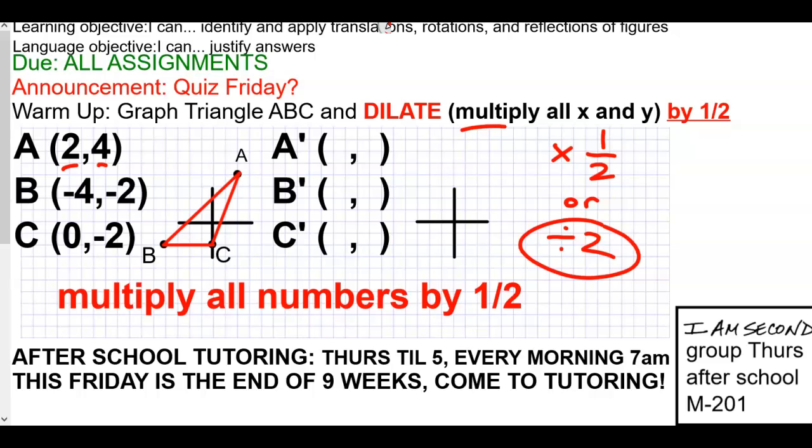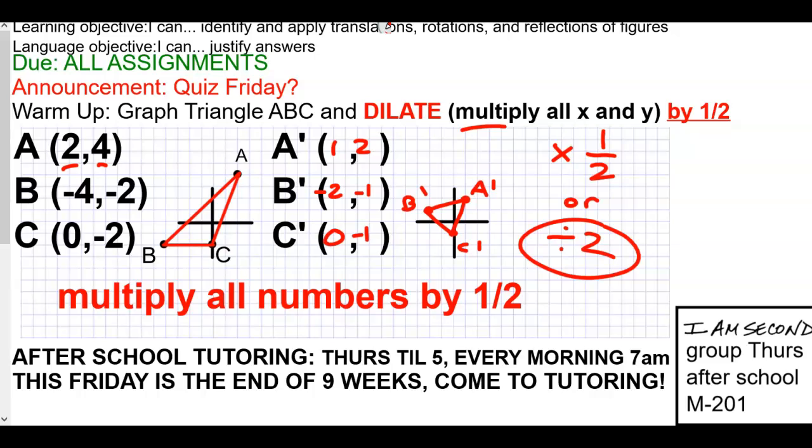Nope, half of 2. 1 comma 2. So plot that point, 1, 2. That's my A prime. All right, and then B, half of -4, half of -2. -2, -1, 2, -1. That's my B prime. And then 0, -2, half of that. 0, -1. My C prime.